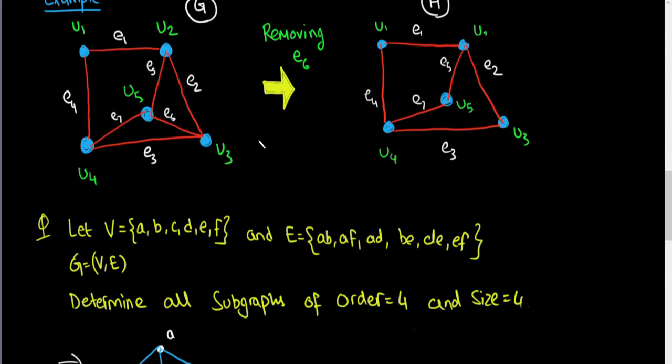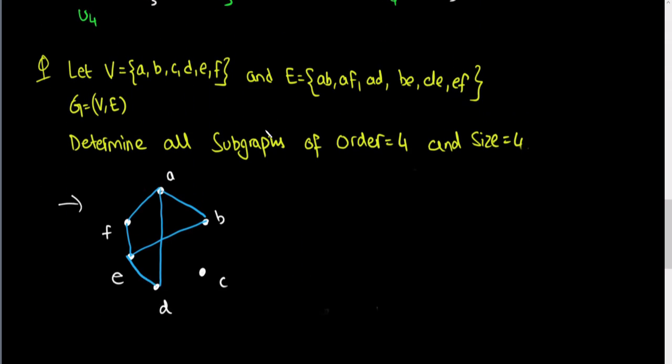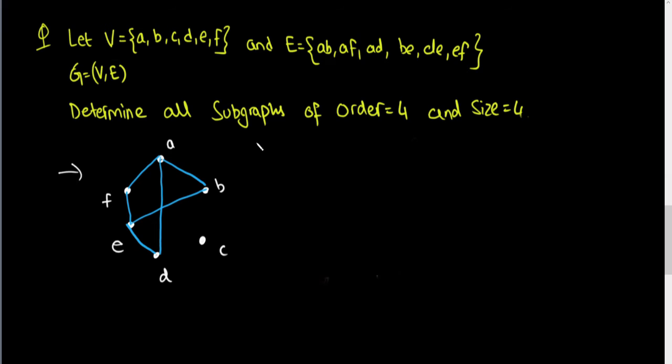Right, so I hope this is clear. Now let's solve one question on spanning and induced subgraphs to make it more clear. The question states that let capital V be the set of all your vertices labeled A, B, C, D, E, F, and capital E be the set of all your edges between those vertices mentioned, and the edge set is given by AB, AF, AD, BE, DE, and EF, and your graph is V comma E. Now your objective is to determine all the subgraphs of order and size both 4.